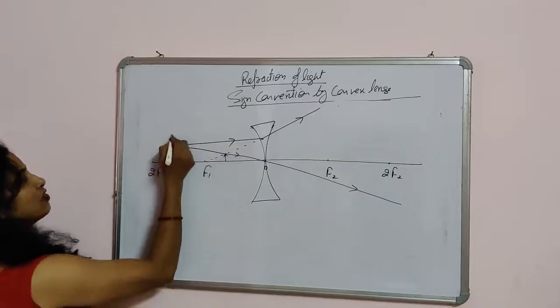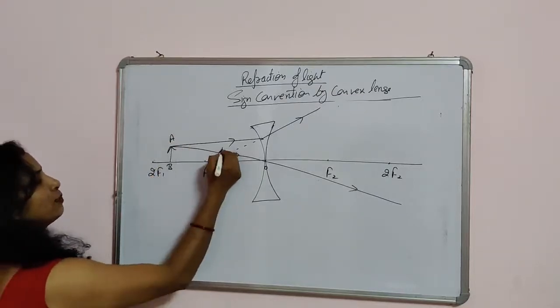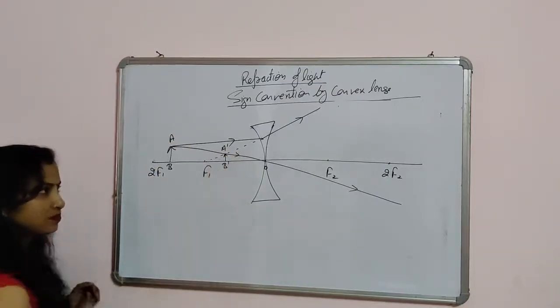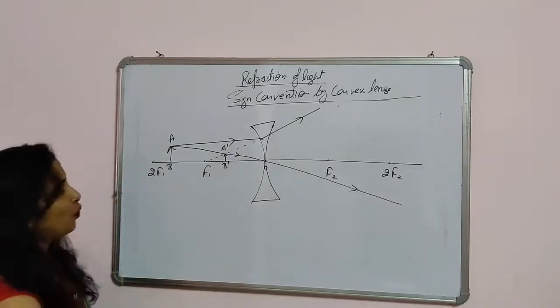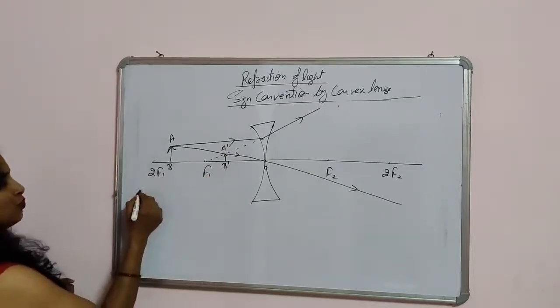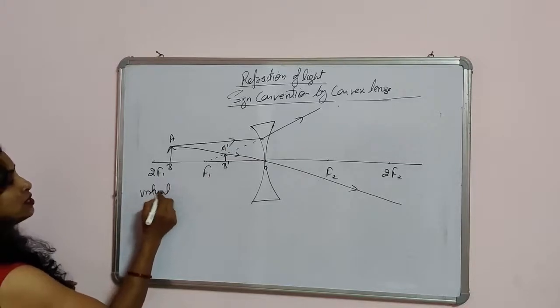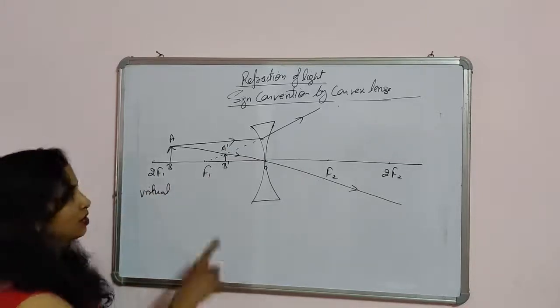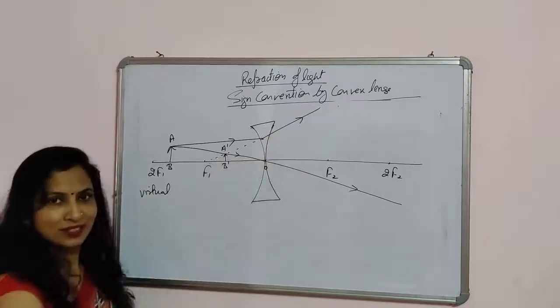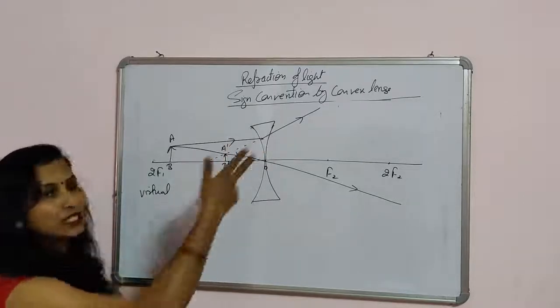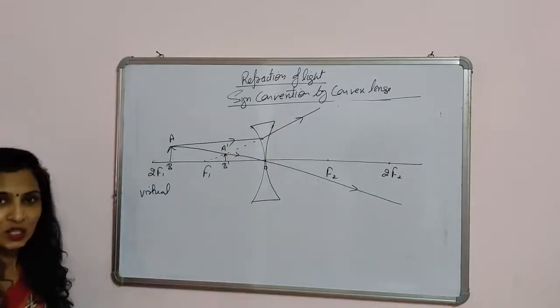So this is the image. If we are representing the object by AB, the image will be A dash B dash. Okay. So what is the nature of the image? It is virtual. Since the rays are not actually meeting, this light ray is not coming from this point. It appears that it is diverging from this point. So we will say the image is virtual.